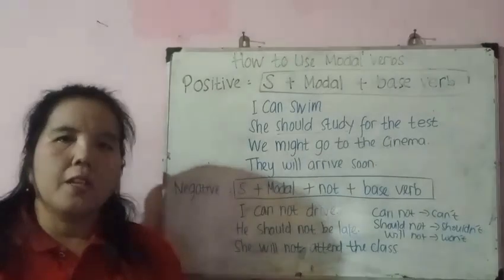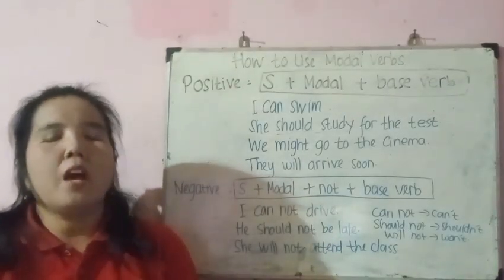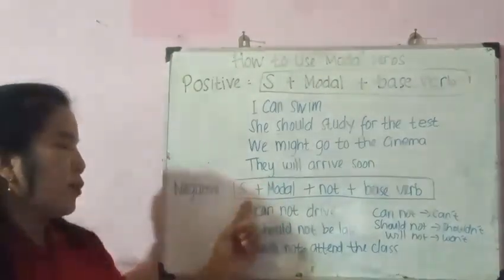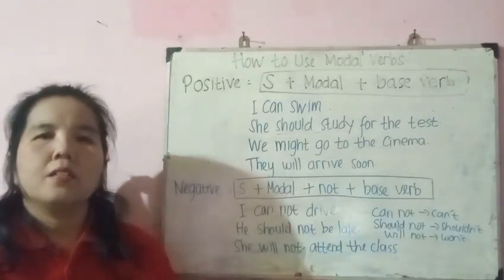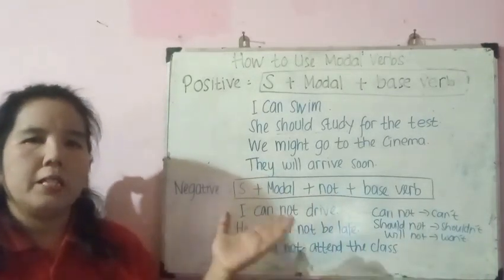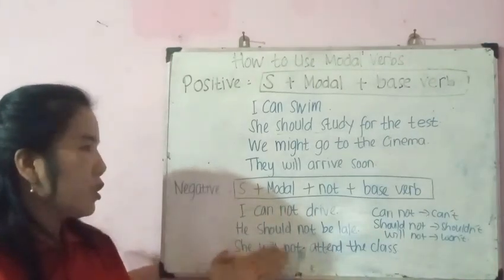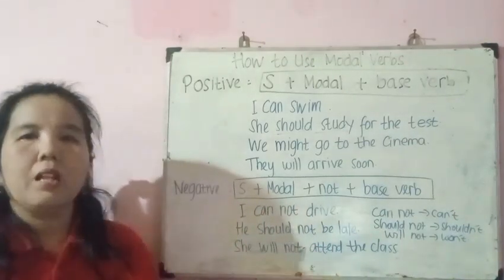Next, negative sentences. For negative sentences, just add not after the modal verbs. The structure is subject plus modal verb plus not plus base verb. Here are some examples. I cannot drive. He should not be late. She will not attend the class.